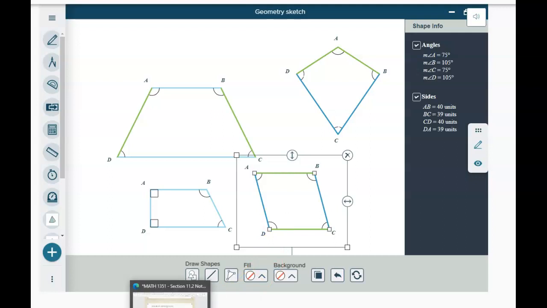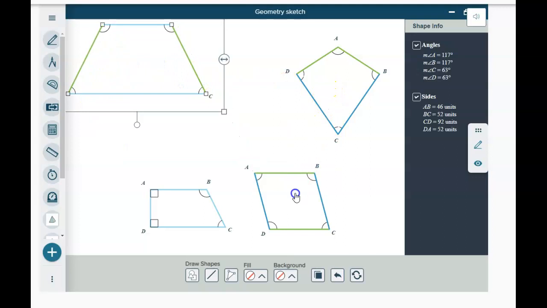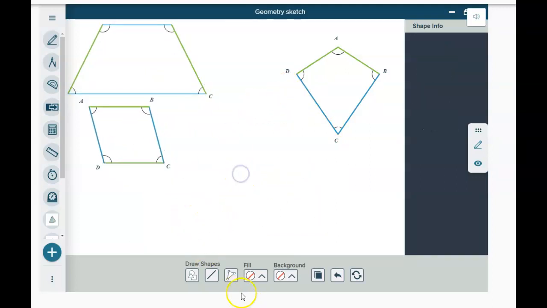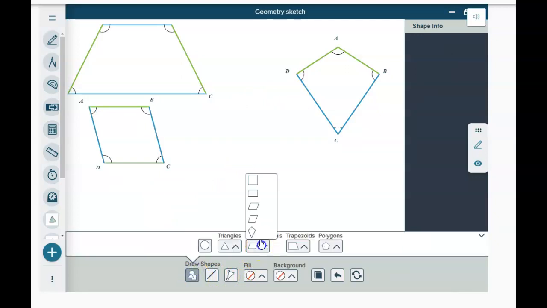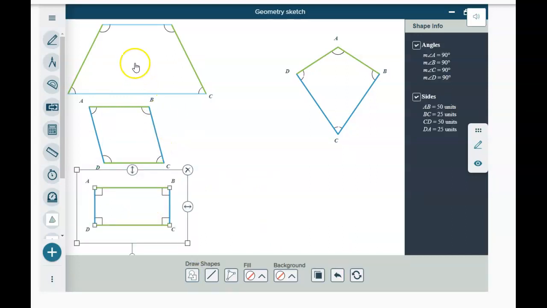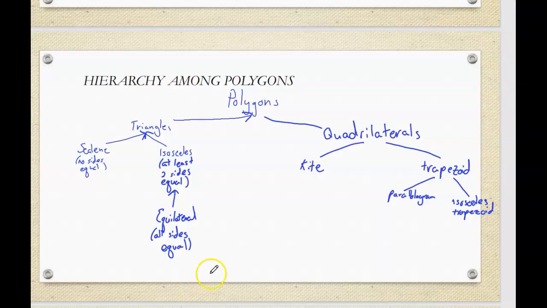Now, if the parallelogram, like this, has right angles, so I'm going to move this up. So we have here, and I'm going to get rid of this. If we change this to a right angle one, then it becomes a rectangle. So we have trapezoid, we have parallelogram, we have a rectangle. So we can have a rectangle.